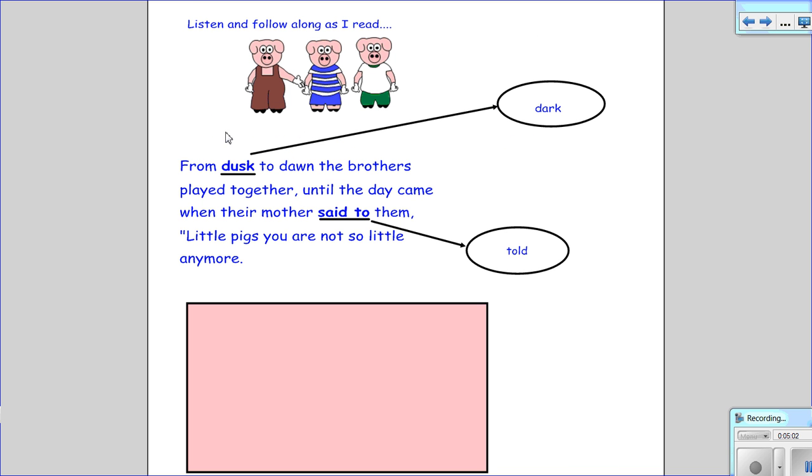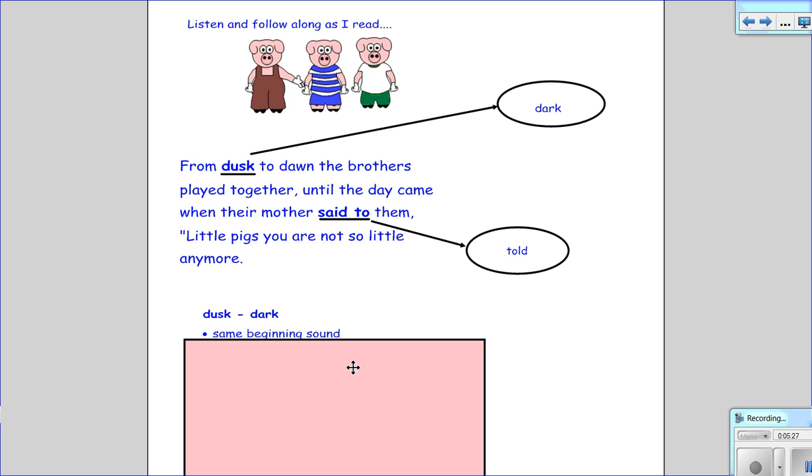All right, listen and follow along as I read. From dark to dawn, the brothers played together until the day came when their mother told them, "Little pigs, you are not so little anymore." And we've got this word here, dark, and told, except as I'm saying those words again, they sound a little bit different than they look.